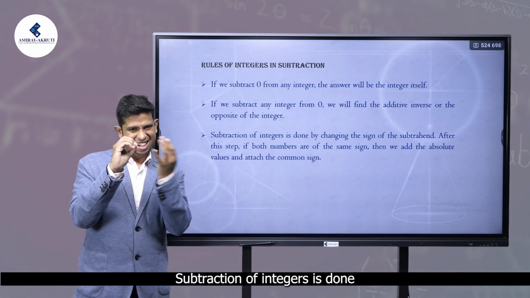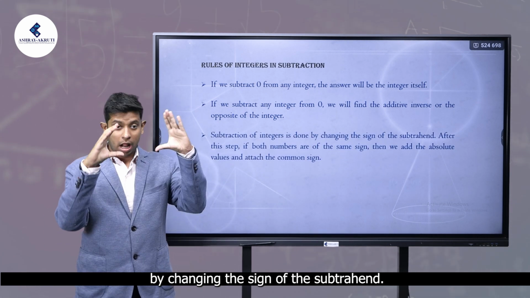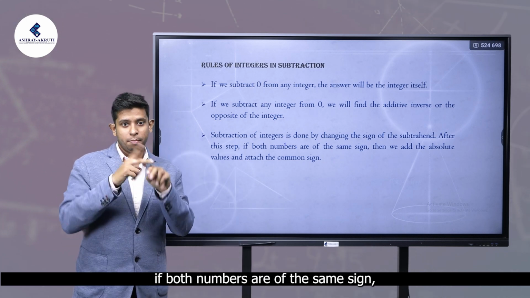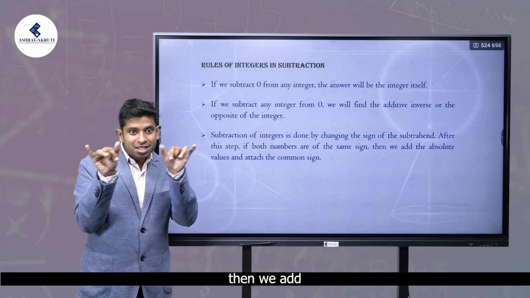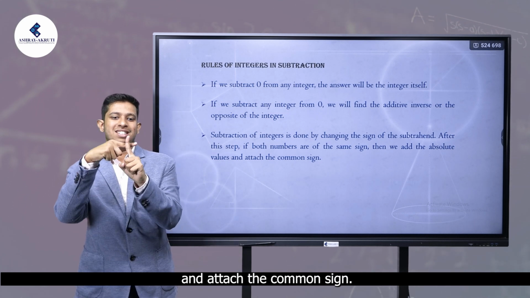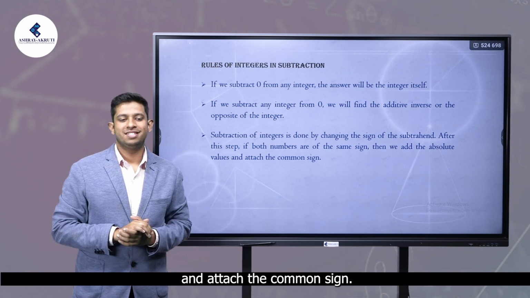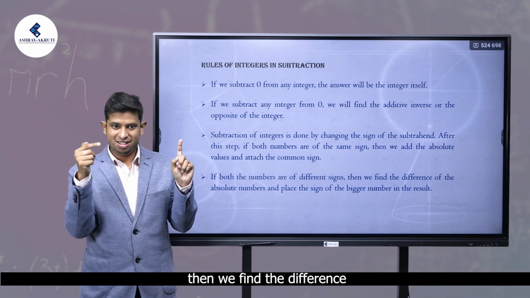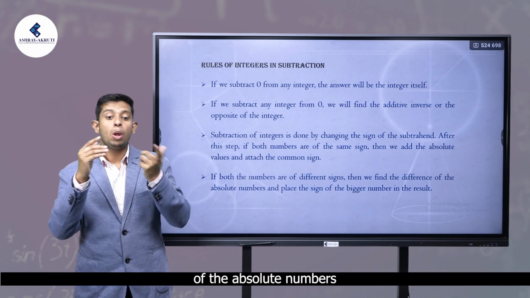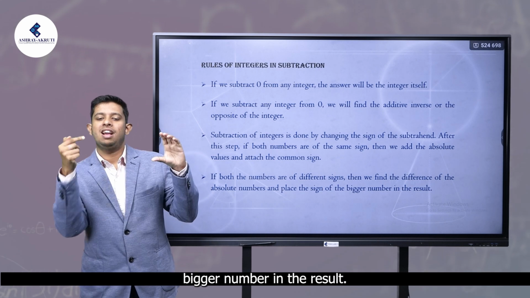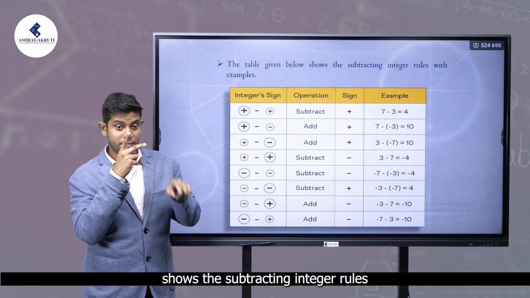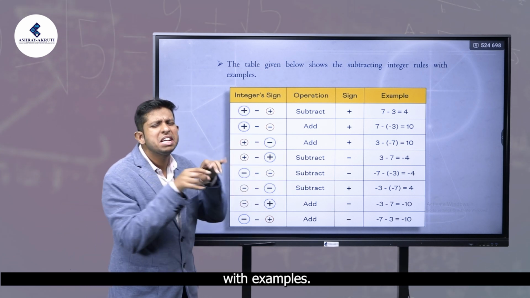Subtraction of integers is done by changing the sign of the subtrahend. After this step, if both numbers are of the same sign, then we add the absolute values and attach the common sign. If both the numbers are of different signs, then we find the difference of the absolute numbers and place the sign of the bigger number in the result. The table given below shows the subtracting integer rules with examples.